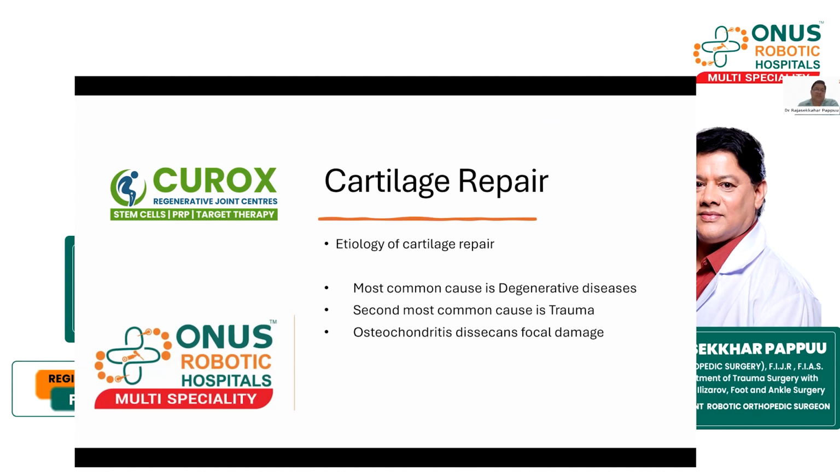The most common cause is degenerative disease. So what is degenerative disease? Degenerative disease is those diseases where you keep growing, and at the same time, your body puts some pressure on your joint. Because of some abnormal biomechanics, there will be some increased wear and tear in the joint cartilage. That is called friction. So because of that, your cartilage will wear out and you will have a cartilage damage.